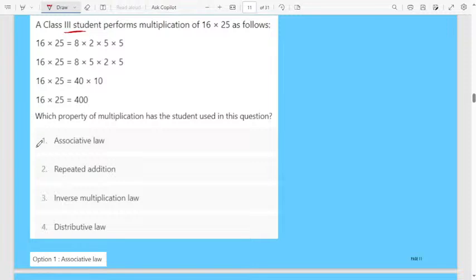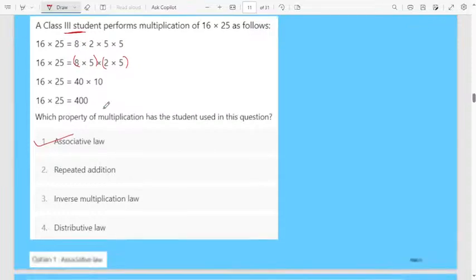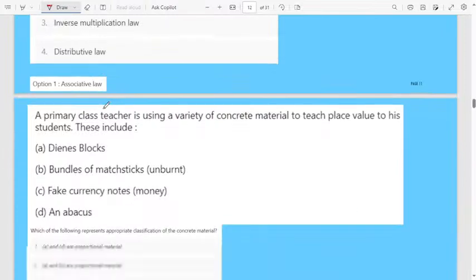Here you can identify the associative law. Here they shuffled and made these two groups. In the associative law, you can change the places of the numbers. The value will not change at all. That is the associative law.